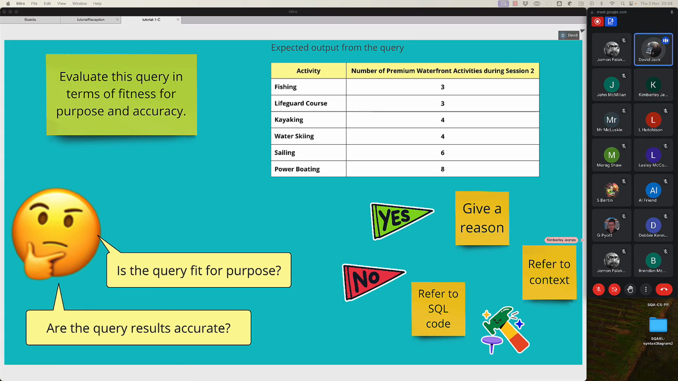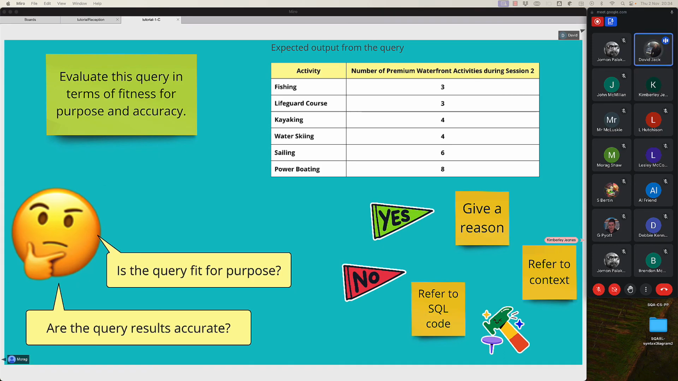All right. Okay. Yep. I'd probably say that is pretty perfect as it comes to evaluation of its fitness for purpose. You've clearly stated that the query is not fit for purpose. You've given a reason for this, and it's related to the context of the task. And you've referred to the SQL code that you used in the query.